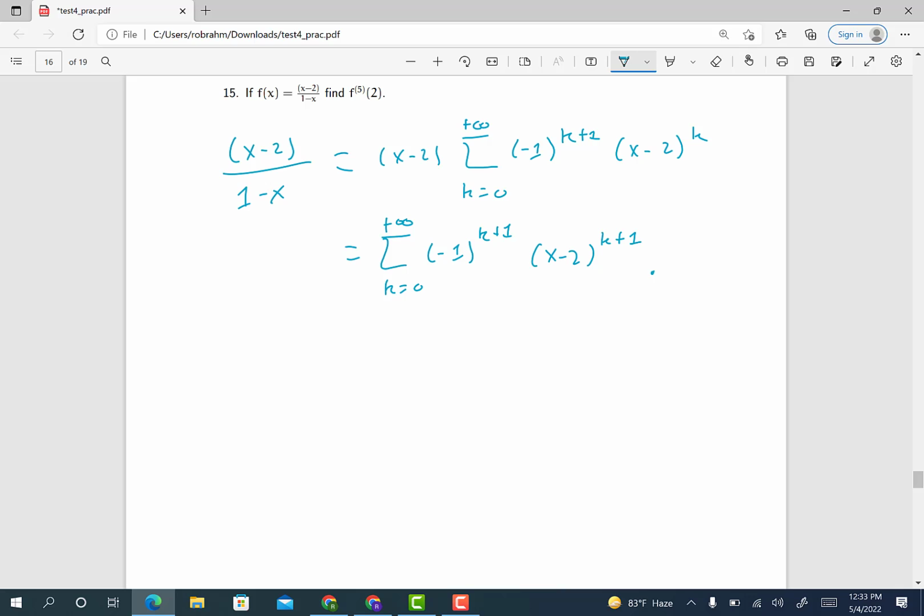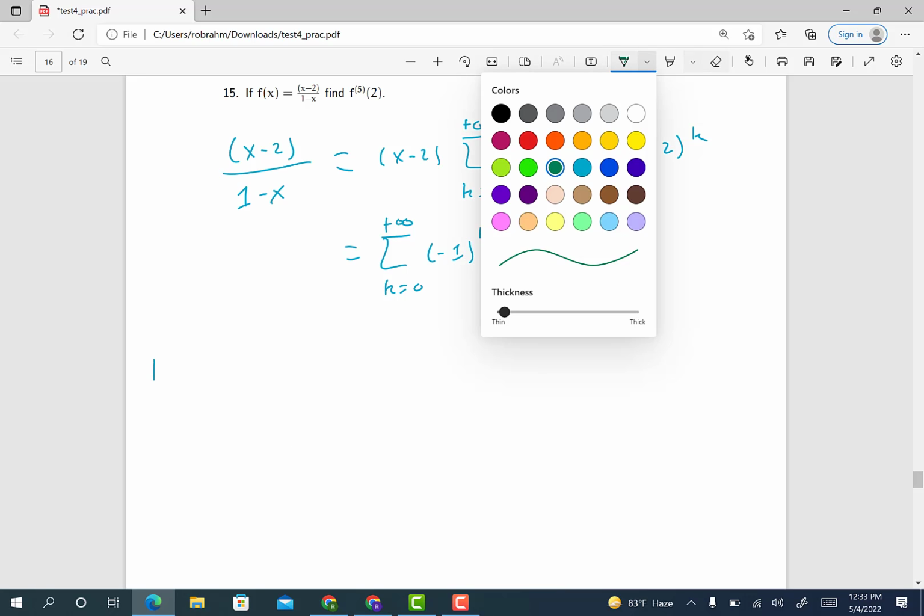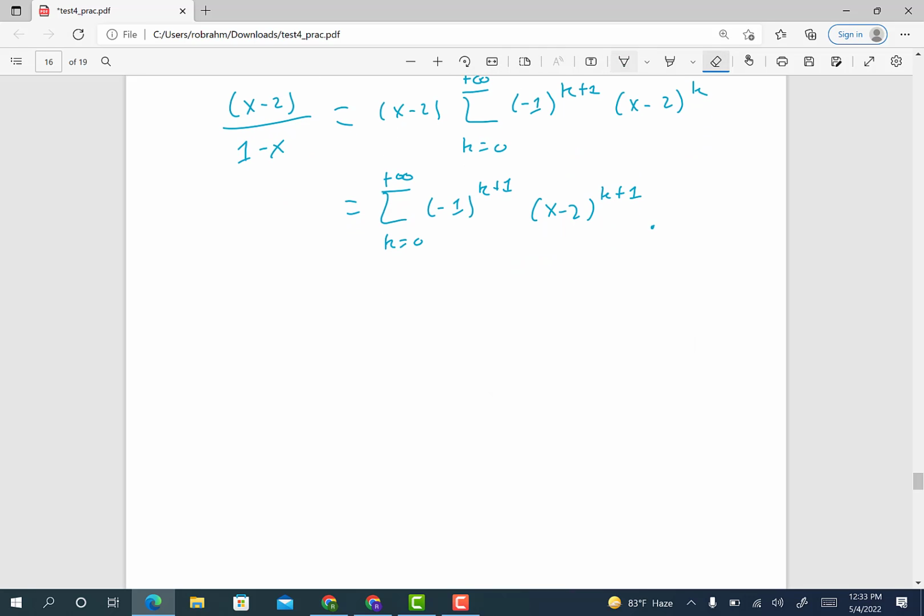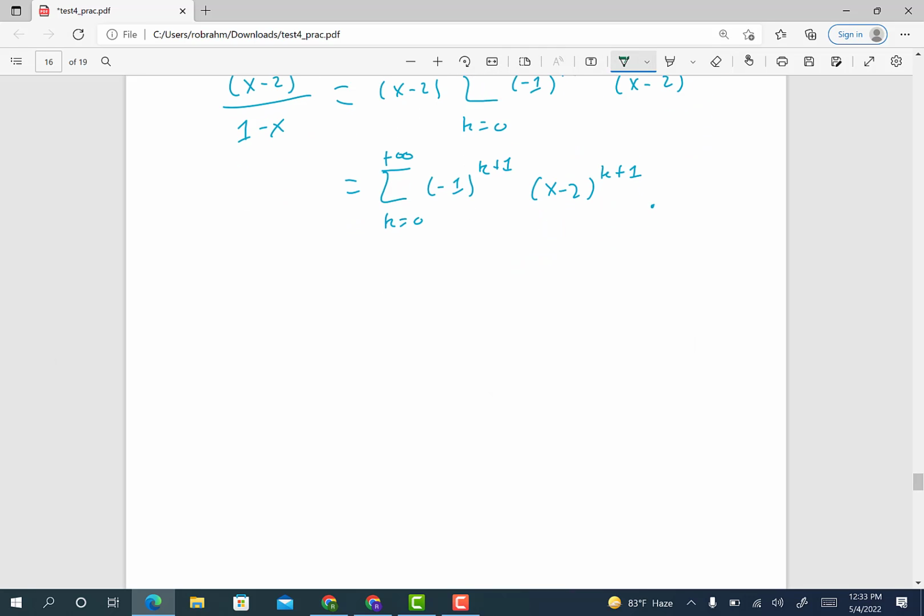Okay, so now let me write a general fact that we're going to use here. Again, this is something that needs to be burned in your mind, like I said before about 1 over 1 minus y. If f of x can be written as a power series like this, then c_k is going to be equal to the kth derivative of f evaluated at a, over k factorial.